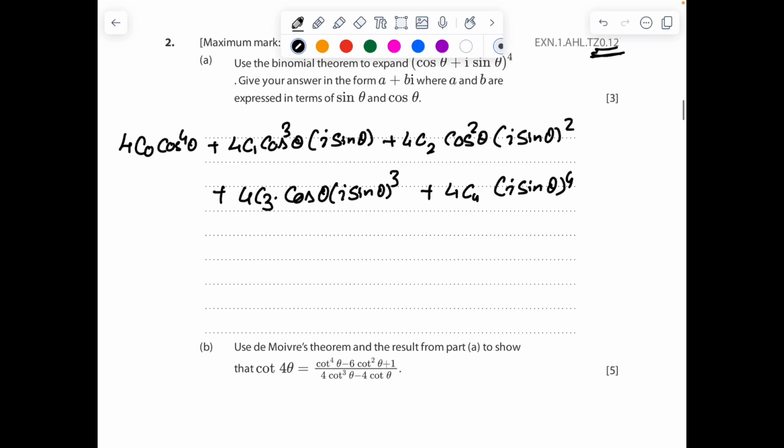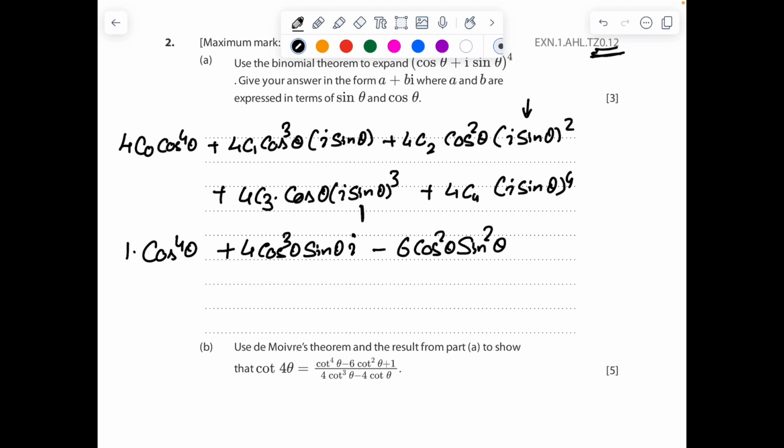Simplify that. 4C0 is 1, so cos to the power 4 theta. 4C1 is 4, so 4 cos cube theta sin theta times i. 4C2 is 6 and i squared is negative 1, so negative 6 cos squared theta sin squared theta. Then i cubed is negative i. 4C3 is 4, so negative 4 cos theta sin cube theta times i, and 4C4 is 1, i to the power 4 is 1, so it becomes plus sin to the power 4 theta.